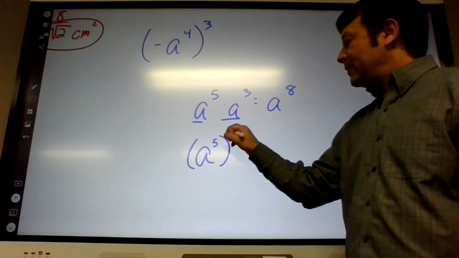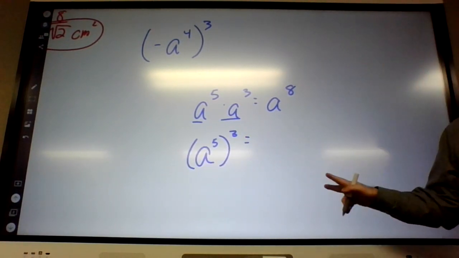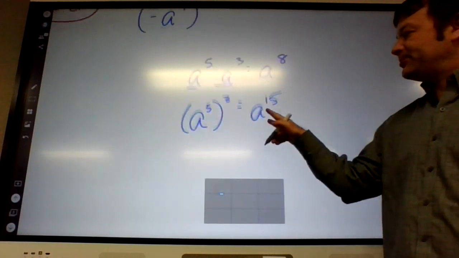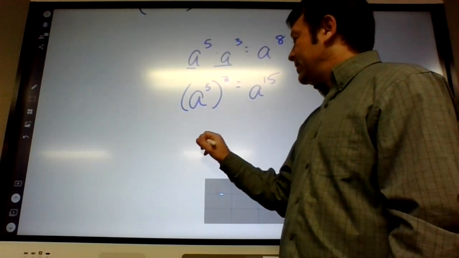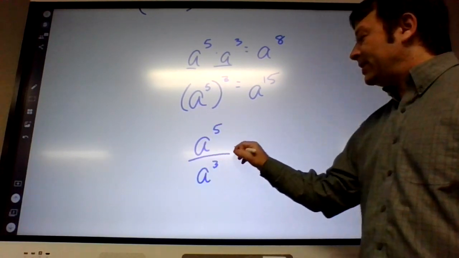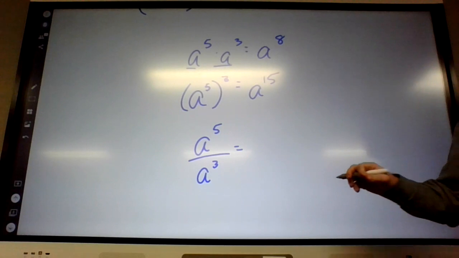What if I have a to the fifth to the third? A to the 15th. Multiply the exponents in that case. And then we talked about this a little yesterday, but a to the fifth divided by a to the third is a to the second.